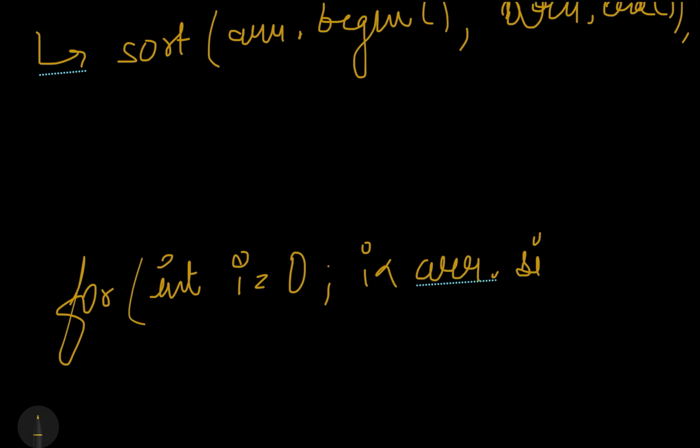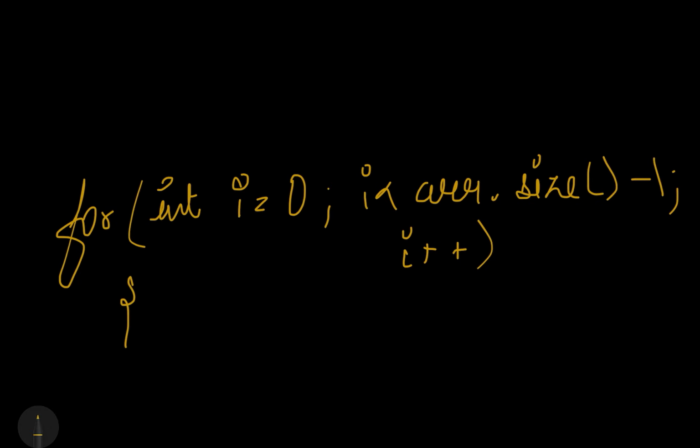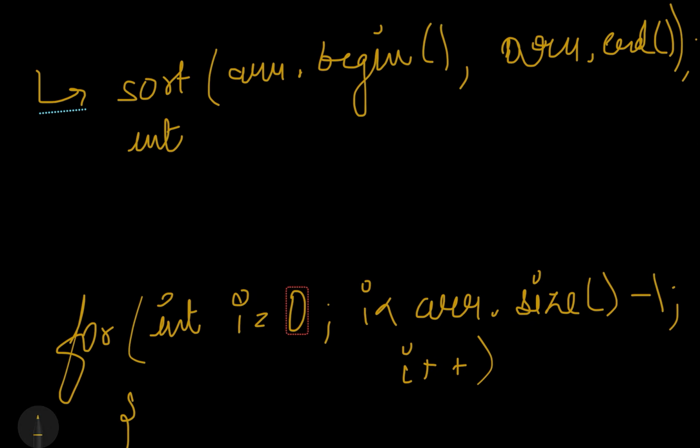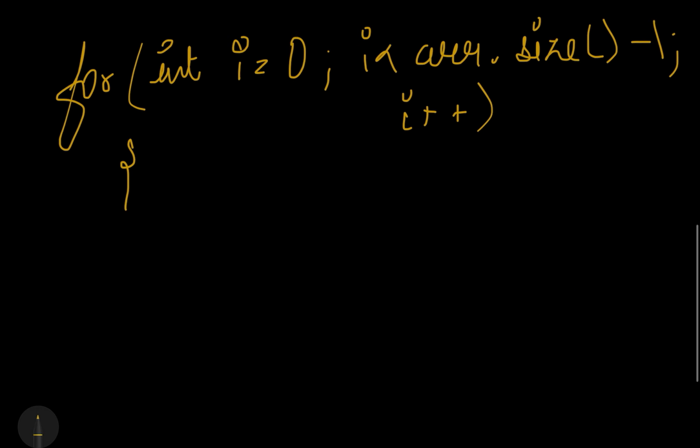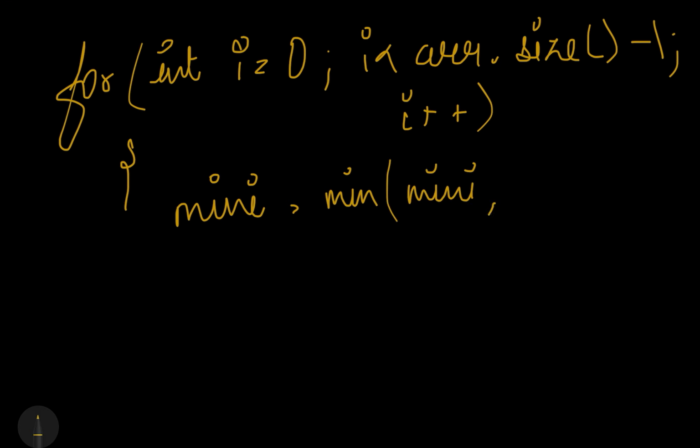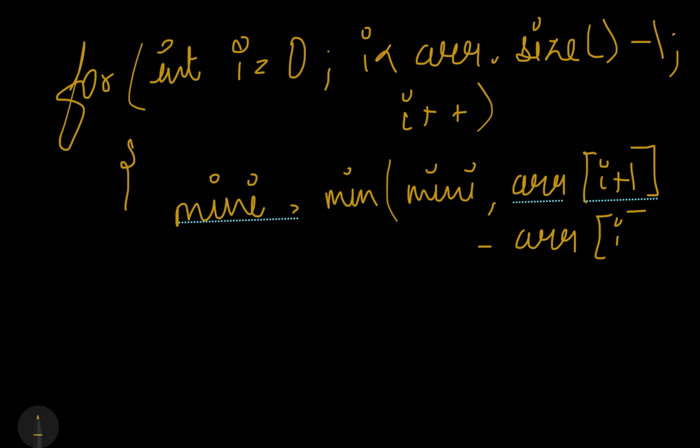We'll run the first loop to find the minimum absolute difference. We'll take a variable to define the minimum absolute difference. Initially we'll define it as integer max. So we'll update this mini, which will be the minimum of mini and ARR of I plus 1 minus ARR of I.